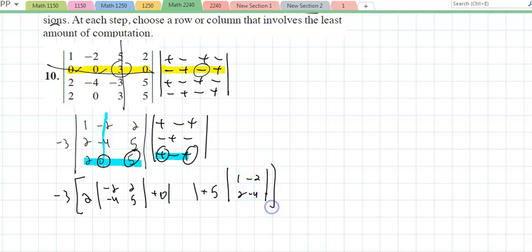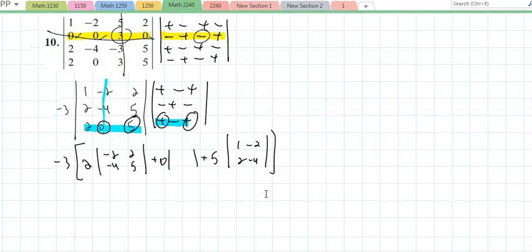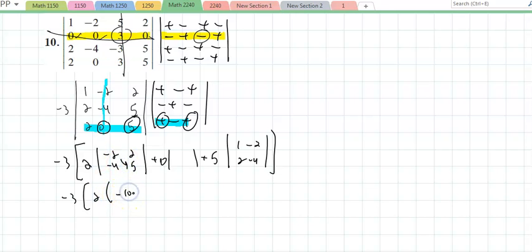And you proceed that way. And that would be a -3 times 2 into -10 plus 8, plus 5 into a -4 plus 4. And that would be a -3 times, that is a -2, so that's a -4, that's a 0, so that's a 12. And there it is.